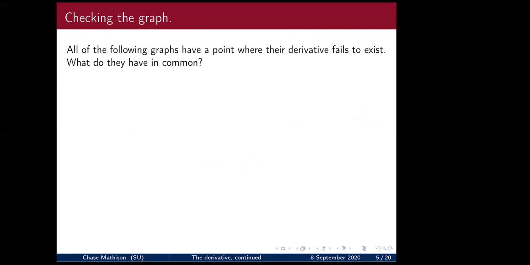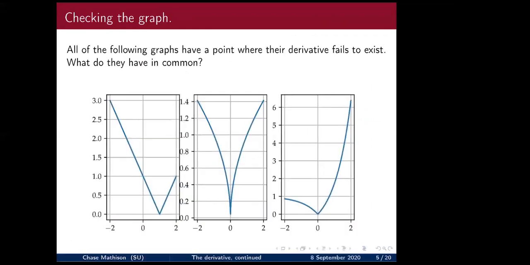All the following graphs have a point where their derivative fails to exist. What do they have in common? So we've got three graphs here. On the left, that's actually the absolute value of x minus 1. The plot in the middle is equal to the square root of the absolute value of x. And the one on the right was just me playing around. That one's a weird function. I know what it is, but I'm not going to tell you yet. I'll tell you later in the semester. So what do all these graphs have in common, and where would you say the point is that the derivative fails to exist?